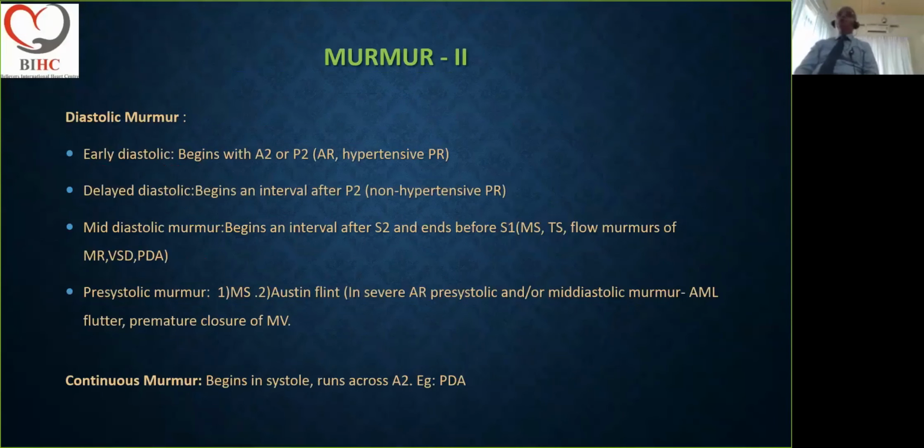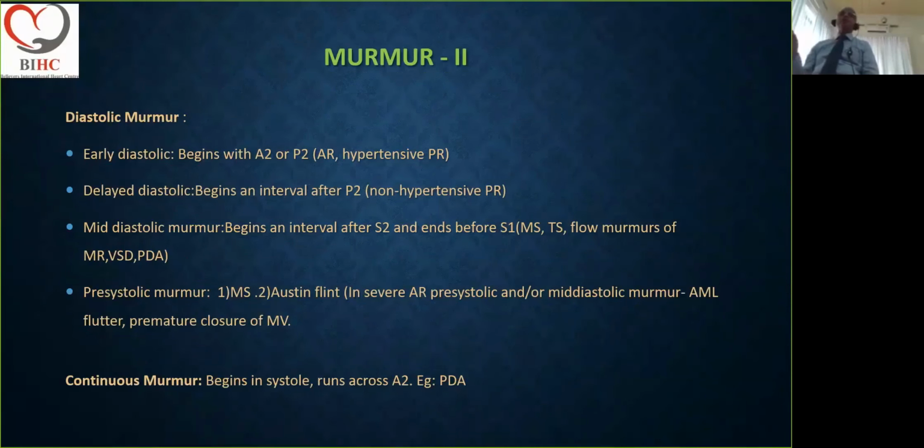A diastolic murmur also needs to be similarly described. An early diastolic murmur will begin with A2 or P2 in aortic regurgitation or the hypertensive PR. It's always called the Graham-Steell murmur. It's an early diastolic blowing murmur.